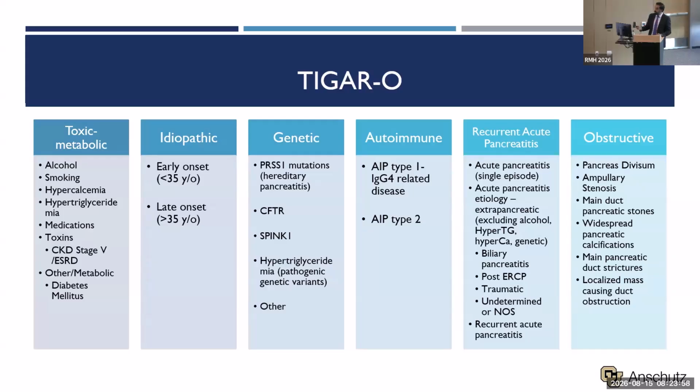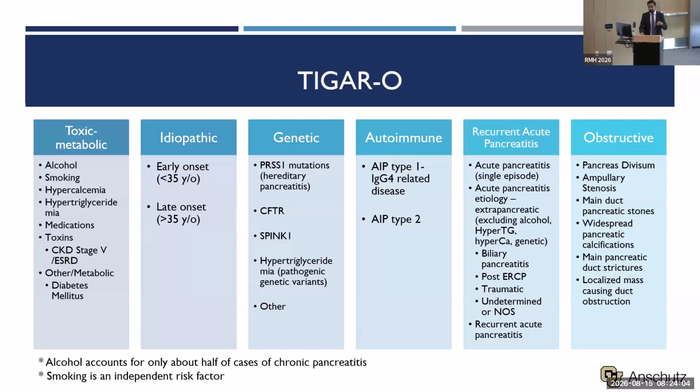The biggest category, and what's important in toxic metabolic, is looking at alcohol and smoking. For both of those, the big thing is that alcohol only accounts for half of the cases. So taking a good history is really important. Just saying someone drinks isn't going to cover it all; their history is quite critical. Smoking is also an independent risk factor. If people have been smoking for 30 plus years, they are at risk for chronic panc, and that alone can do it.